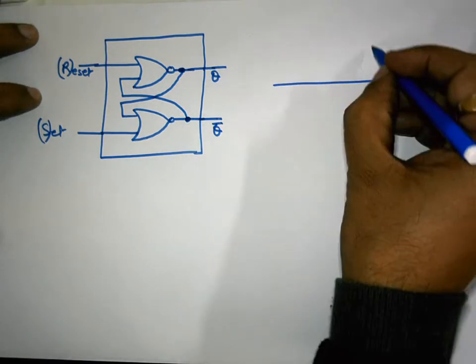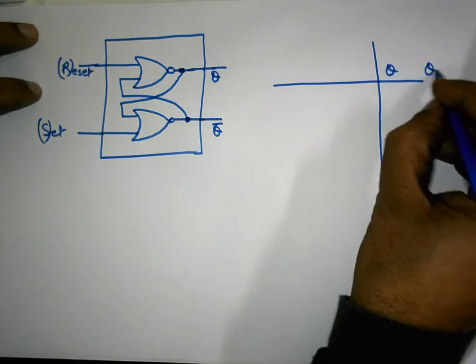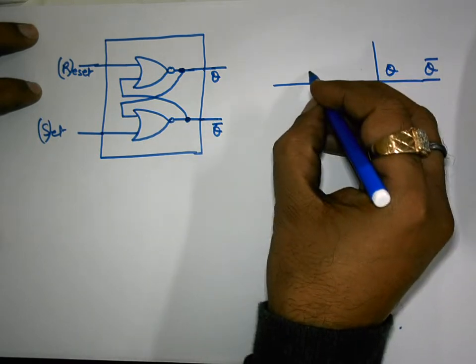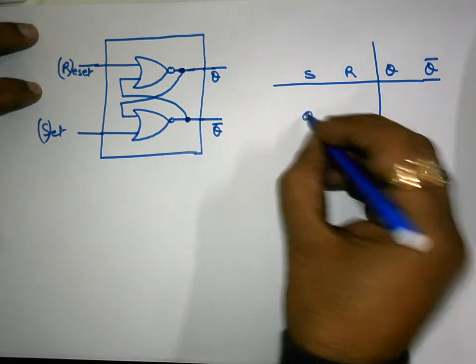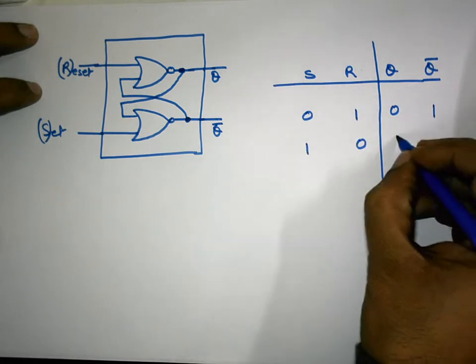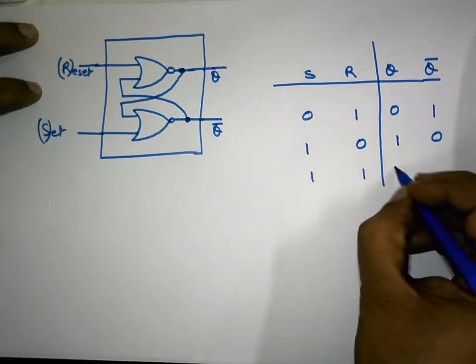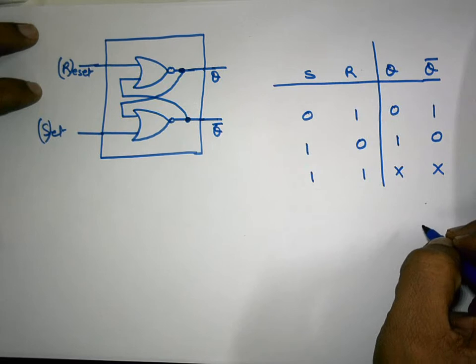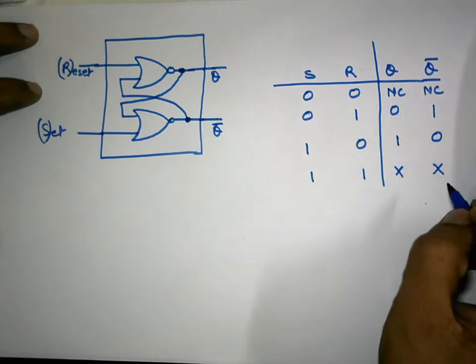Now what we are looking at is that the major application of this SR flip flop is the setting and resetting of the output, Q and Q bar. Q and Q bar are set or reset according to S and R. If S is 0 and R is 1, the output is 0 and 1. If S is 1 and R is 0, the output is 1 and 0. If they both are 1 1, this gives the unpredictable state, and if they both are 0 0, there is no change in the output.